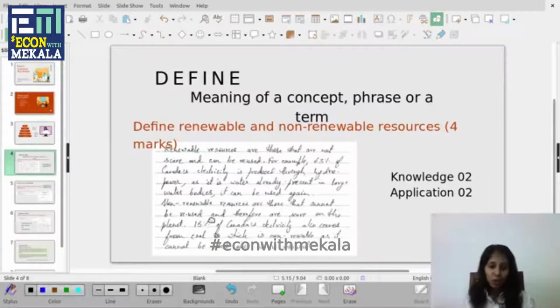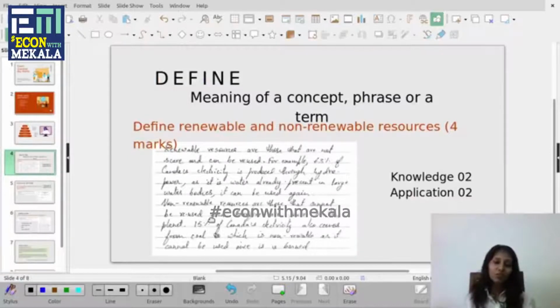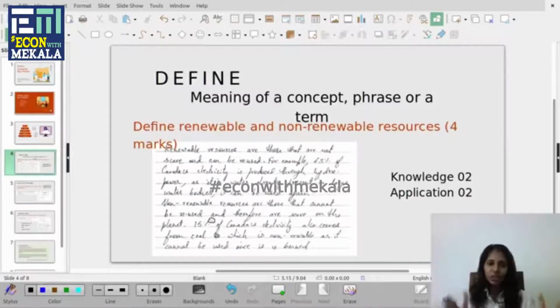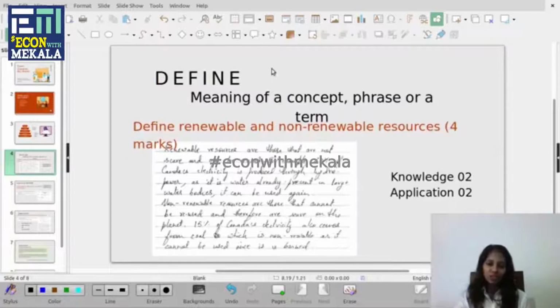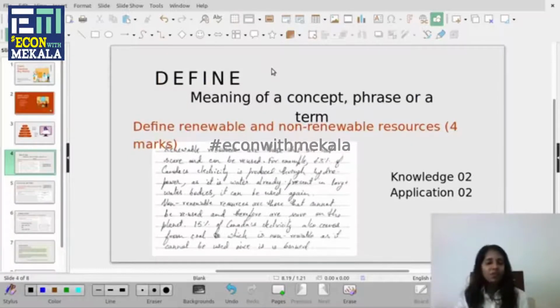If you use coal as a non-renewable resource, we cannot use it over and over. So that defines what is a non-renewable resource. So this is a well-structured answer which has scored 4 marks in the exam. This is an actual answer written by a student. So you can understand even defining questions requires you to write more specific answers.